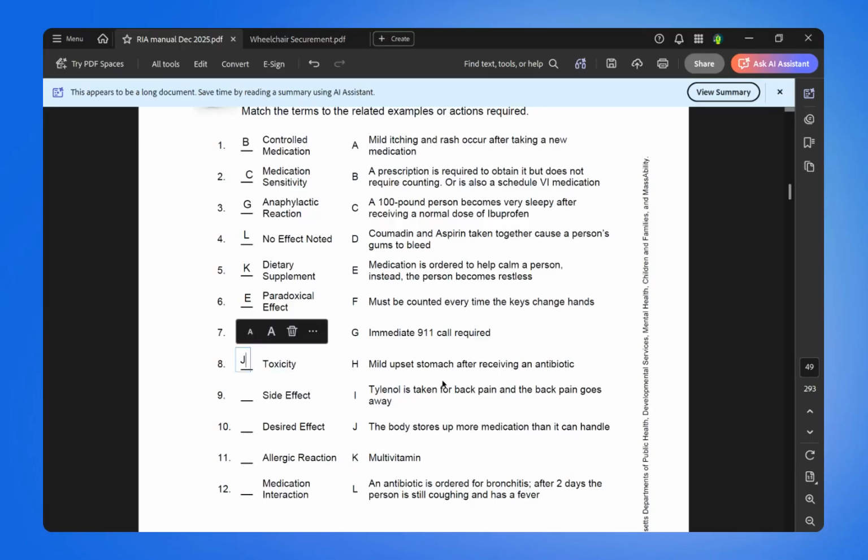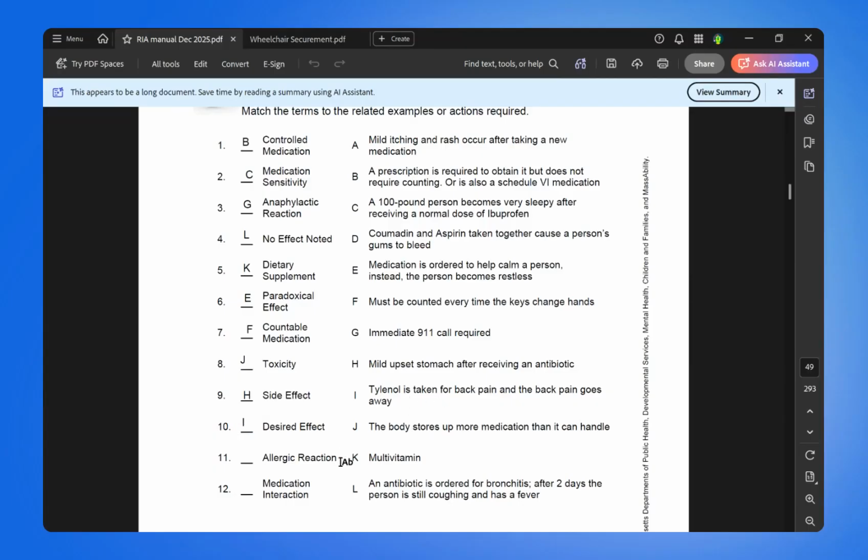Side effect. So we're going to look for mild upset. So it's mild enough to keep taking, kind of part of the course with some antibiotics. Desired effect, I saw something about back pain going away, so that would be, yep, I. So that's the desired effect. You take Tylenol and the back pain goes away.